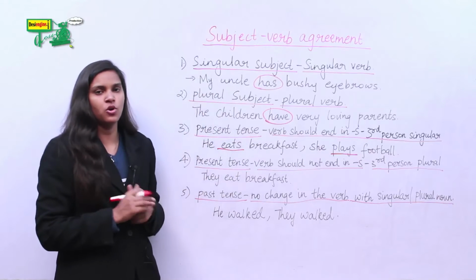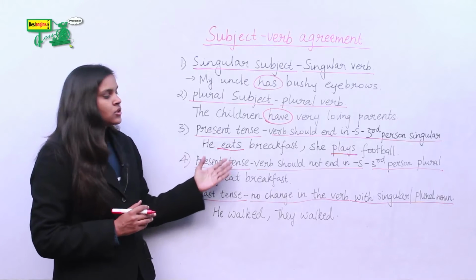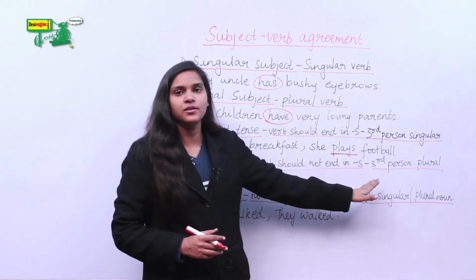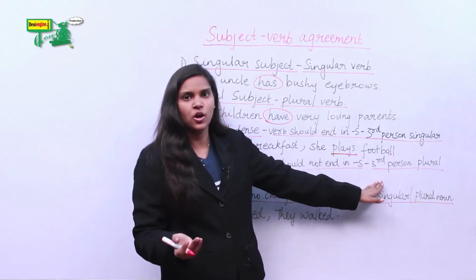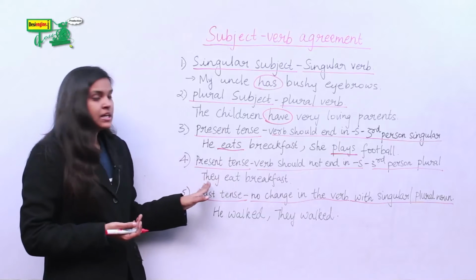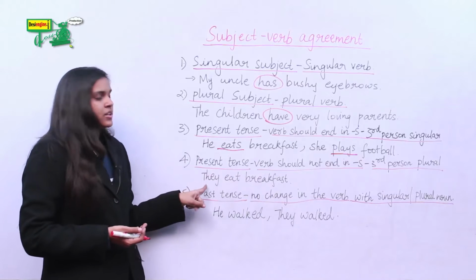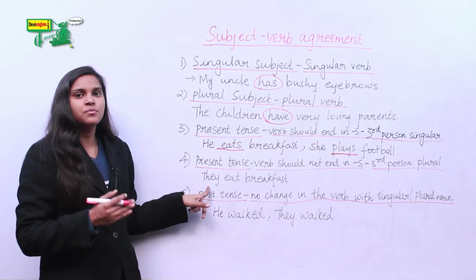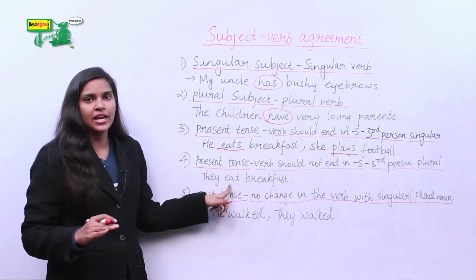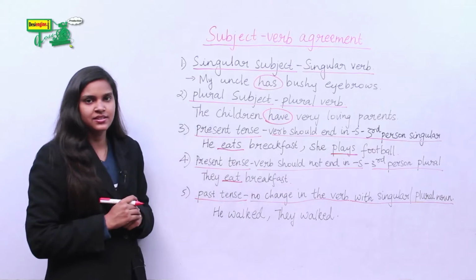Plays football. Next rule. In the present tense, the verb should not end in s if the subject or noun is in the third person plural form. For example, they eat breakfast. Here, our subject is in third person plural form. Therefore, the verb does not end with an s and our verb is eat.